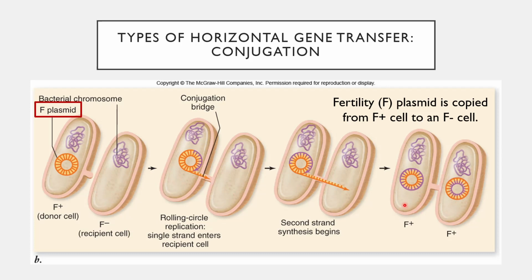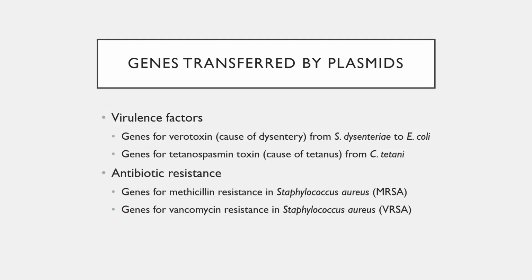Conjugation is an important process for not only bacteria but also for humans, because conjugation has been documented to transfer important virulence factors between bacteria. The gene for verotoxin, which is the cause of the disease dysentery, has been seen transferred from the organism that causes this normally, Shigella dysenteriae, to regular old harmless E. coli, suddenly giving E. coli the ability to generate this toxin.